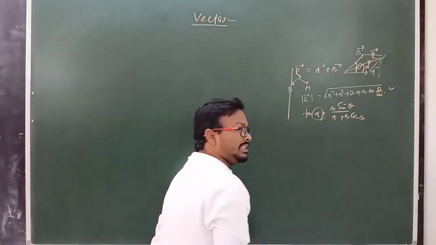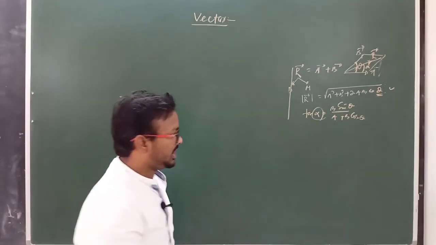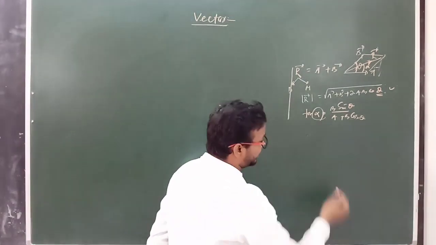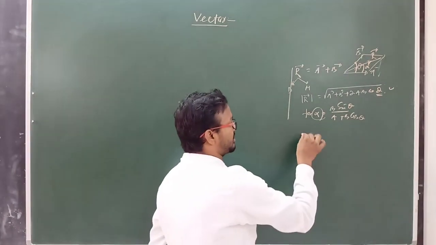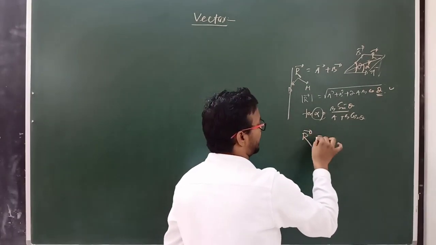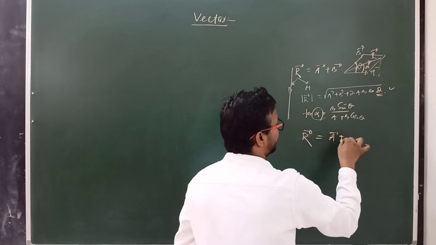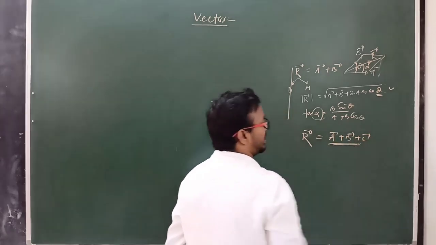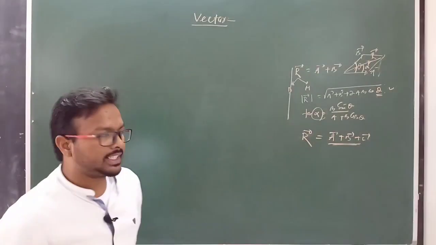If more than three vectors are acting at a point, suppose three vectors represent both magnitude and direction, at that time we can find the resultant vector R equals A vector plus B vector plus C vector, and this law is known as the polygon law of vector addition.